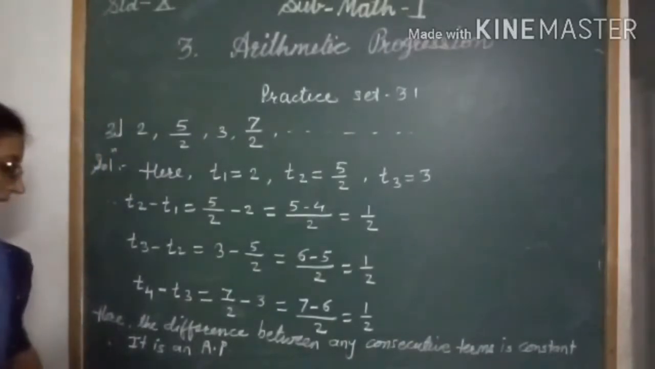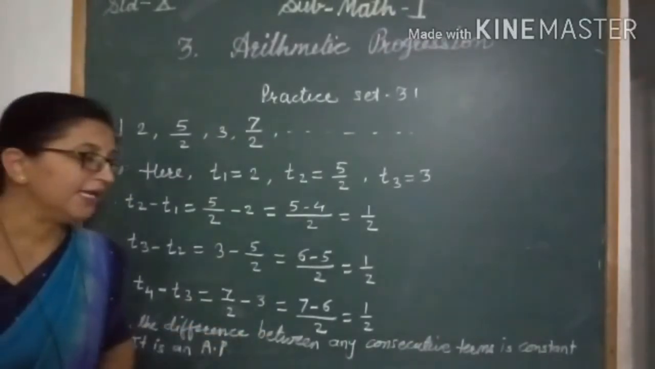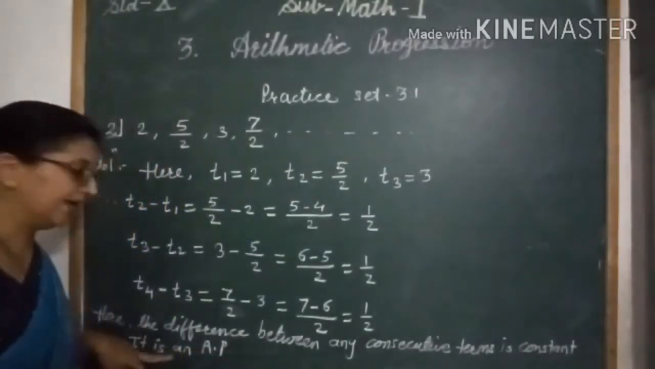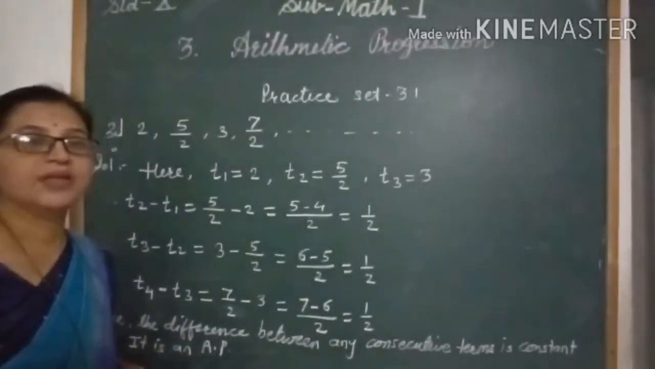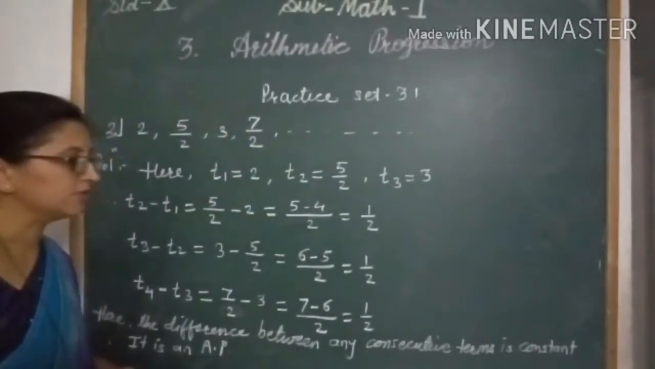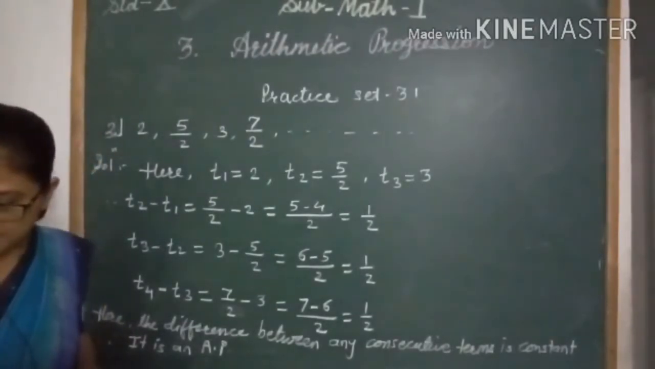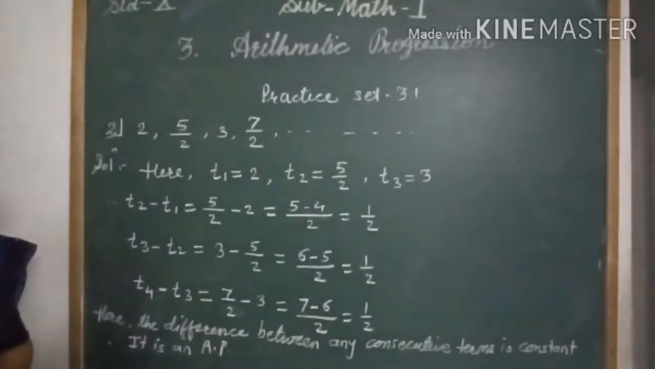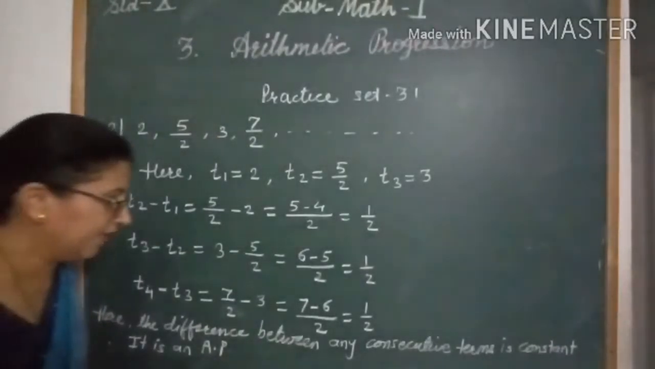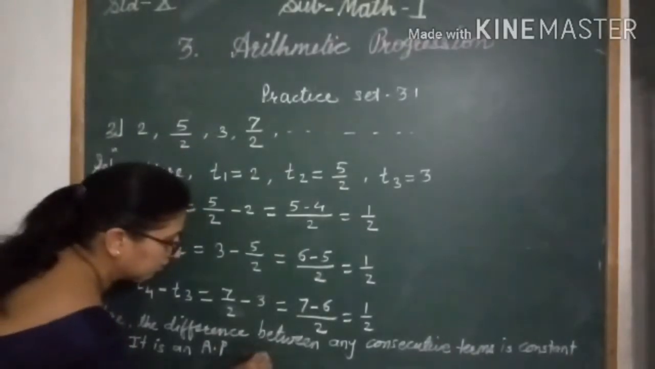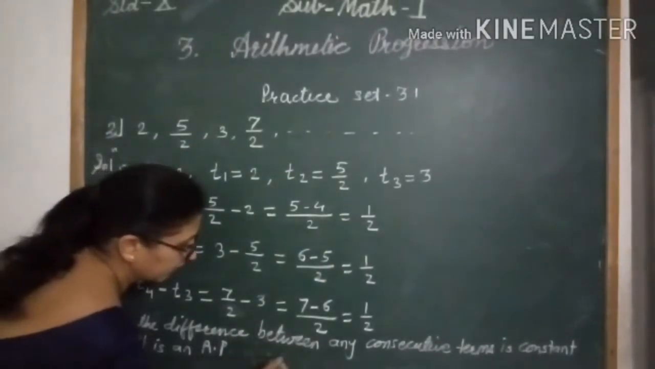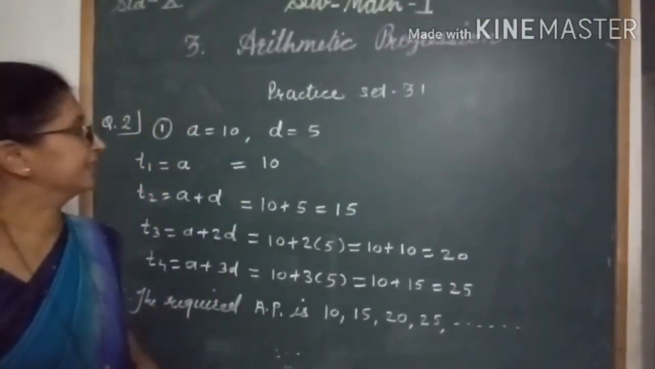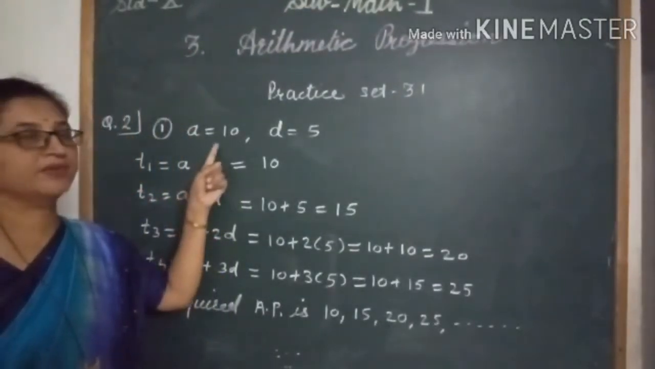So we can say that the difference between any consecutive term is constant. That's why it is an AP. As we were asked to write the value of D also, here we can say that D is equal to 1 upon 2.